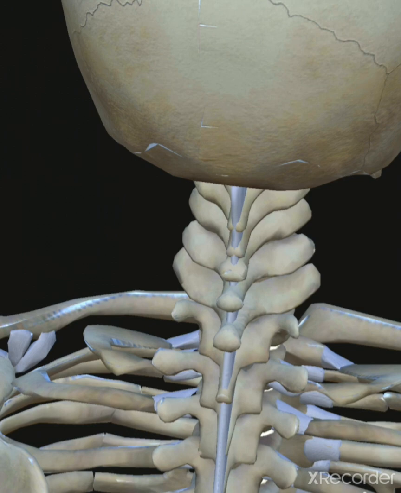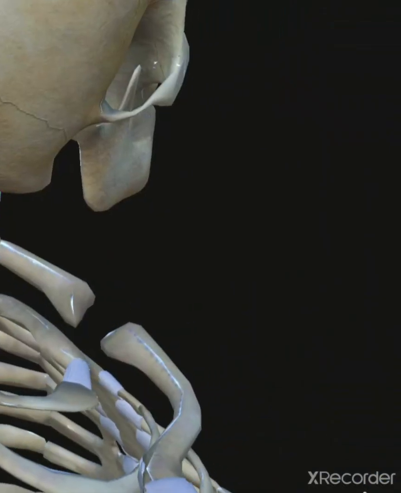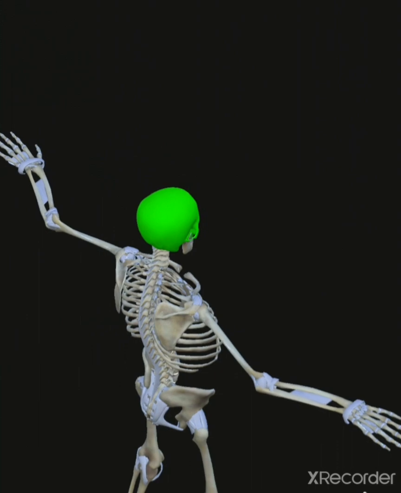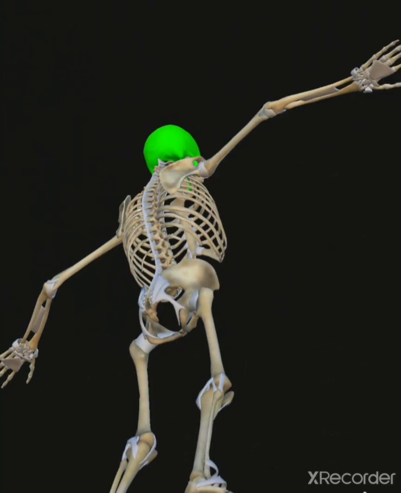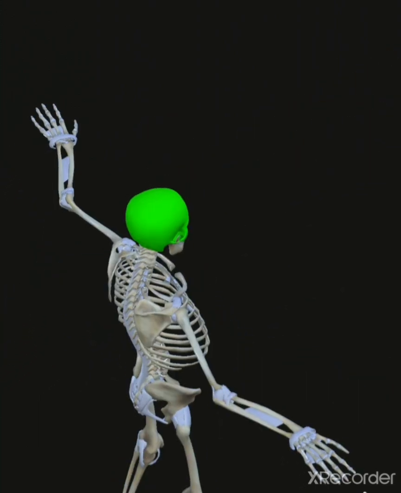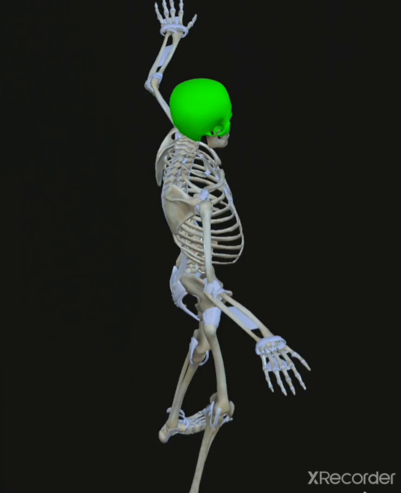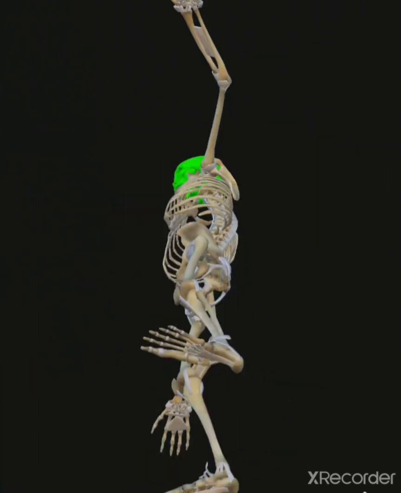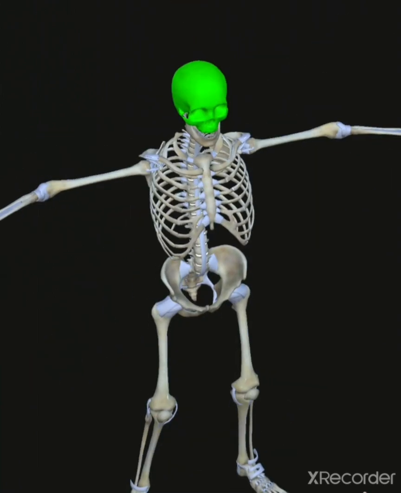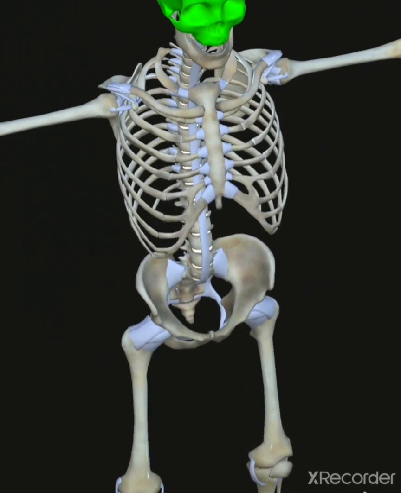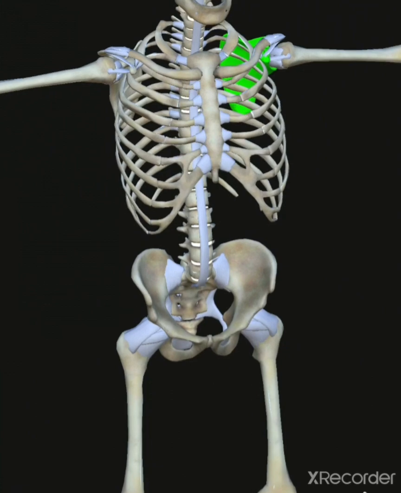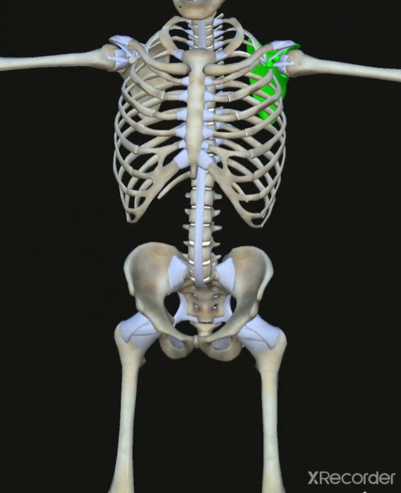There are a total of 8 cranium bones. 14 bones are present in the face. 6 bones are ear ossicles. And one is the hyoid bone. There are a total of 12 pairs of ribs.